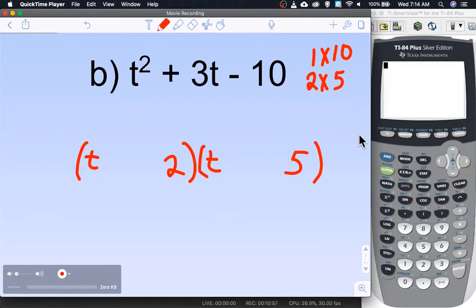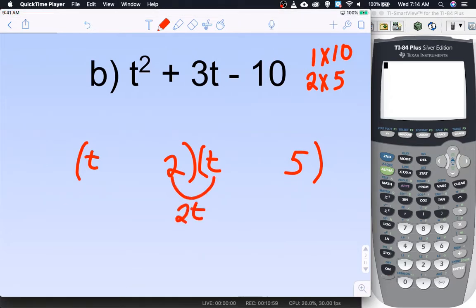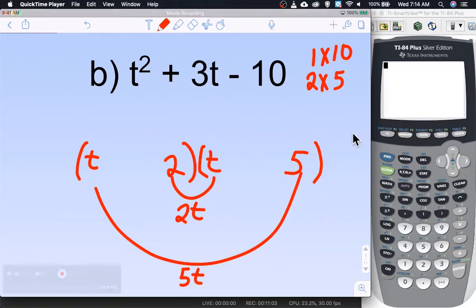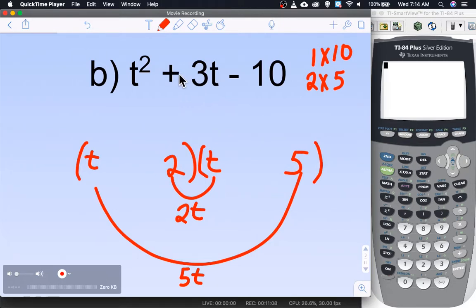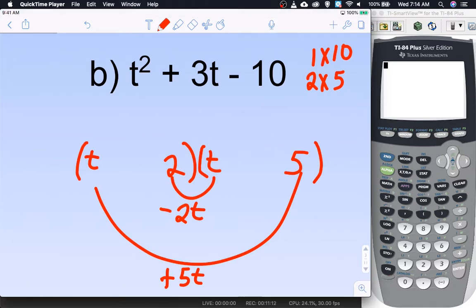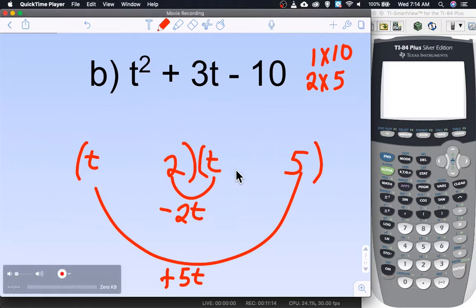And when I check, my inners are a 2t. My outsides are a 5t. Can a 5t and a 2t make a positive 3t? Well, yes, if the 5 is positive and the 2 is negative. Now, to make that happen, my signs here would have to be, this would be a negative 2, and that would be a positive 5. Okay, so that makes my inners, my middle term, work out. Positive 5, negative 2 is positive 3.